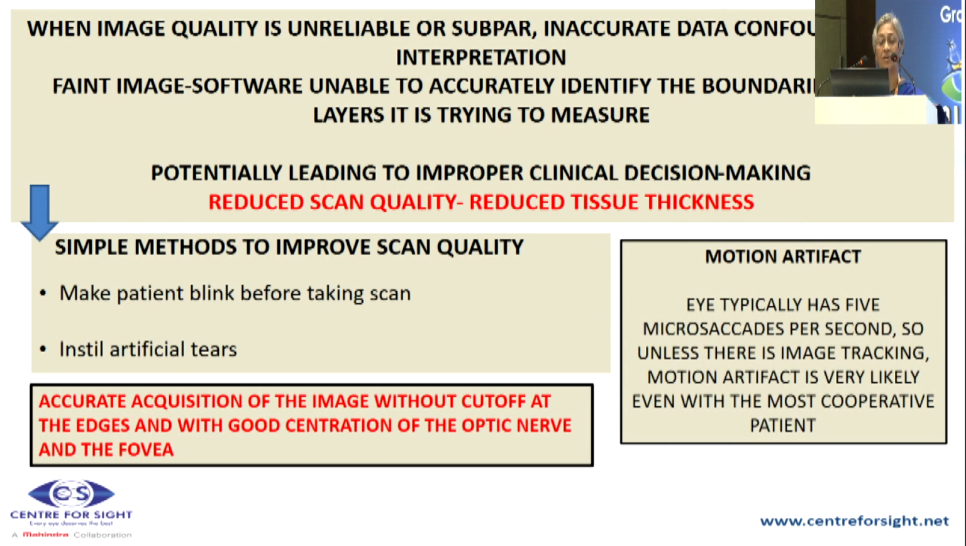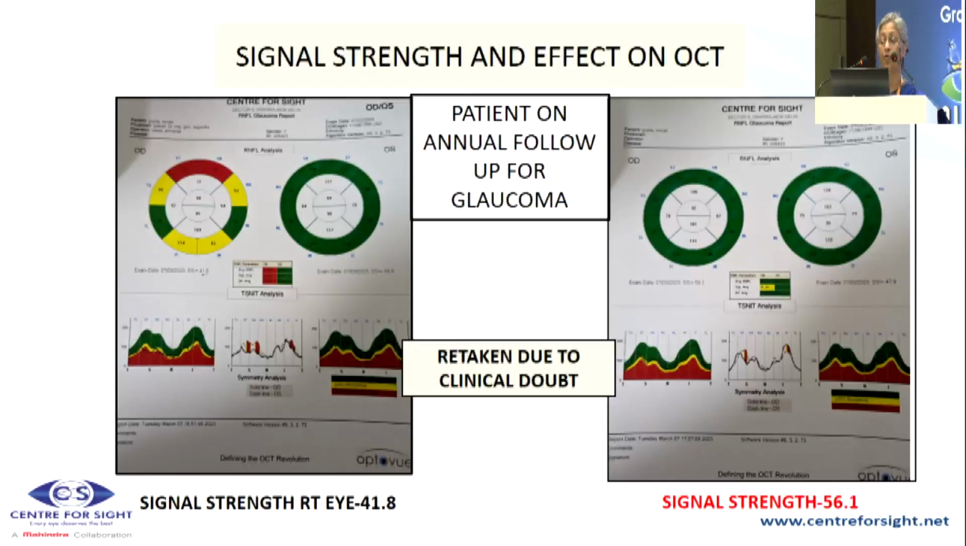Simple methods. First of all, make the patient understand the test, blink before the test, instill artificial tears. Remember that every eye has typical microsaccades per second. So unless you have image tracking, motion artifact will be very likely even with the most cooperative patient. So accurate acquisition of image without cutoff at the image edges. I will show you examples with good centration of the optic nerve and the fovea, which is very important.